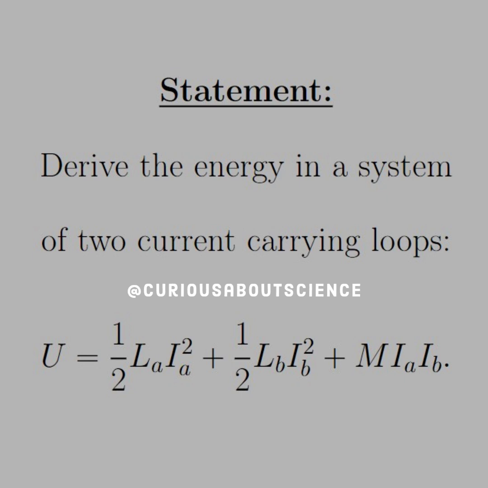But here what we're trying to show is that 1/2 L_A I_A squared, where L_A is the self-inductance and I_A is the current A, plus 1/2 L_B I_B squared, plus the mutual inductance times both of the currents, is the energy in the system. Again, same system that we had last question, so this should be fun. Let's just go ahead and dive in.